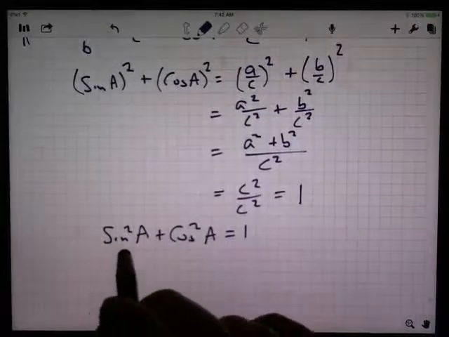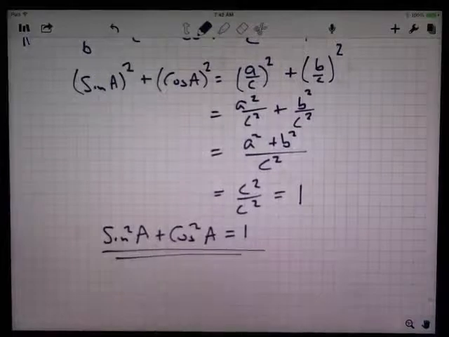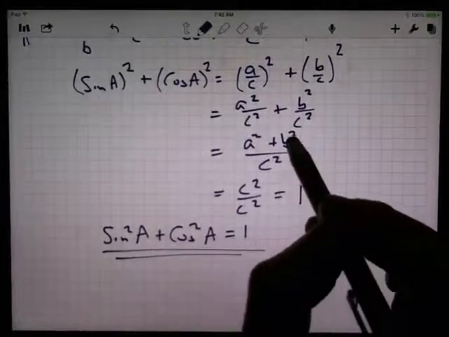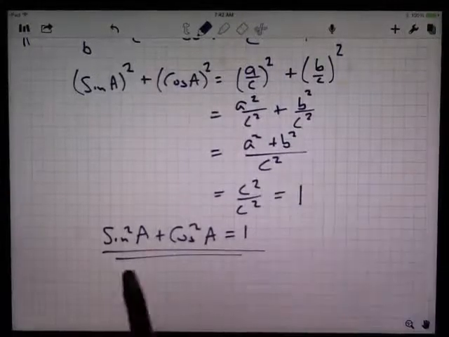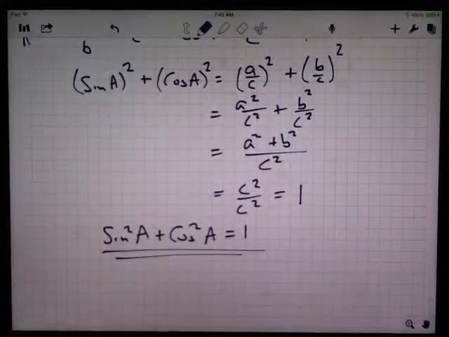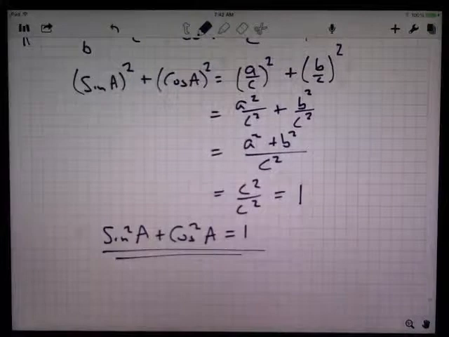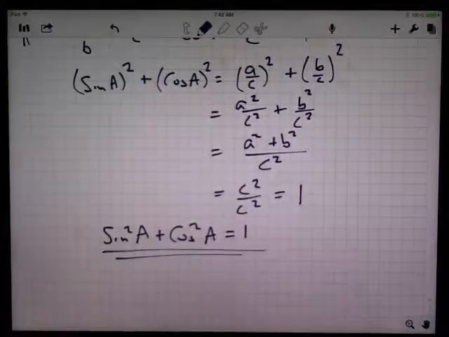Okay. Anyway, there's one of the Pythagorean identities. The proof really relied on the Pythagorean theorem right here. It's called a Pythagorean identity. There are two others that we will get to in a later video, but there's the first one, and that's probably the one we use most often. So sine squared A plus cosine squared A equals 1.